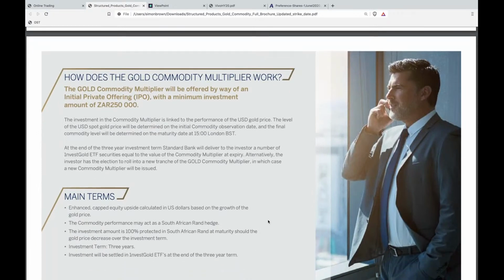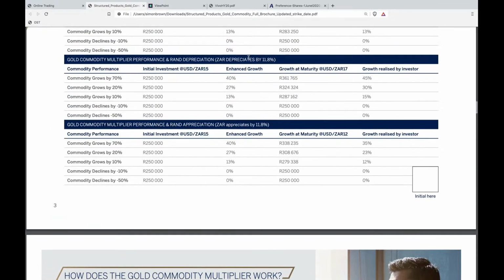So minimum investment, 250. It will deliver, this is a very important line, at the end of the 3-year investment term, the value at expiry. They're going to give you the One Invest ETF gold tracker. So you're not going to get cash. Now, of course, as I say, you can take that ETF and sell it, but you're essentially going to be handed it. And obviously, if we're in this scenario where gold has done very well and massively outperformed, you're actually going to get fewer units than you would if you just bought it up front.